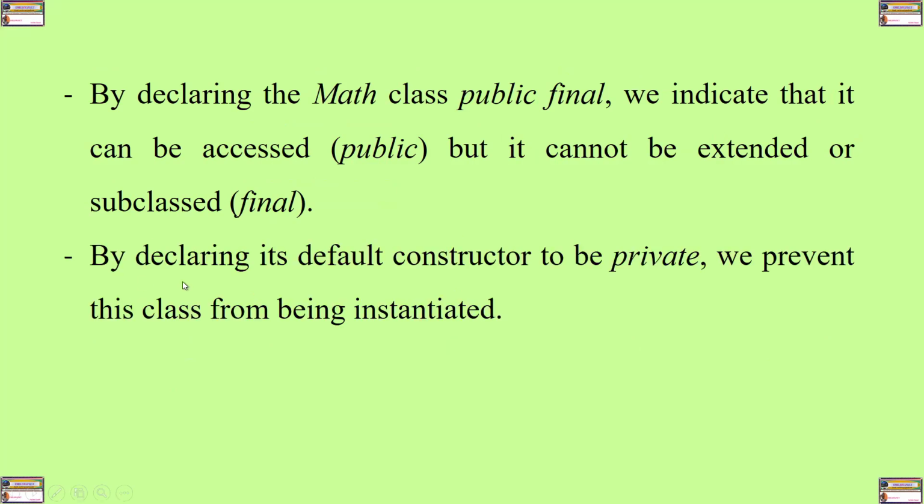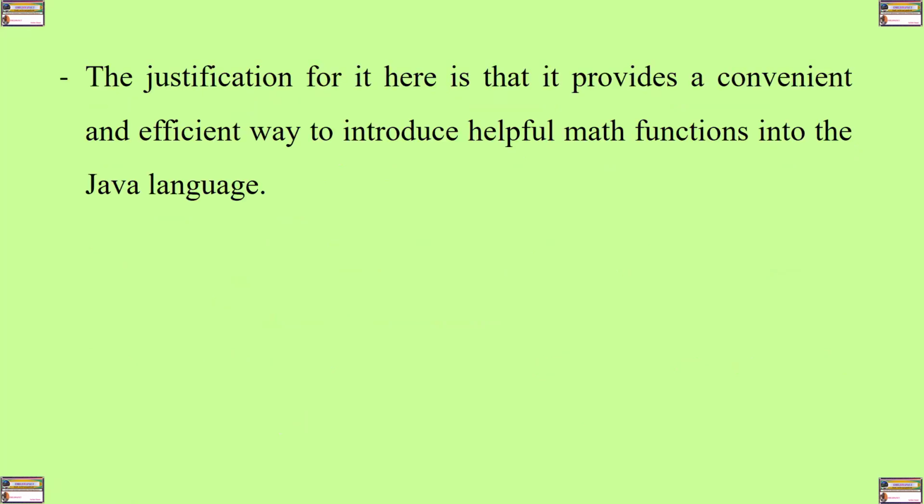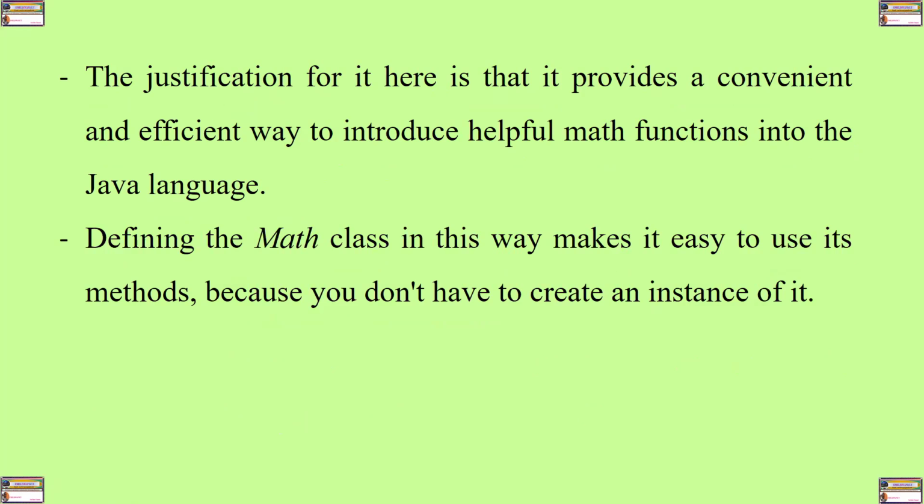That is final. By declaring its default constructor to be private, we prevent this class from being instantiated. The idea of a class that cannot be subclassed and cannot be instantiated may seem a little strange at first. The justification for it here is that it provides a convenient and efficient way to introduce error-proof math functions into the Java language.